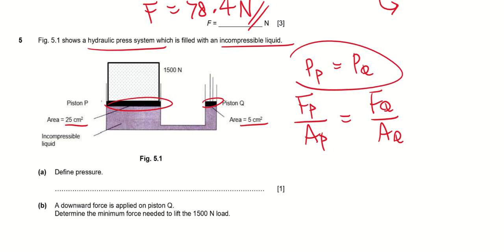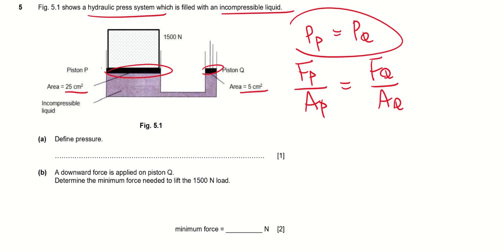So you see, for a physics question which involves two scenarios, in this case piston P and piston Q, I identify what is common between them. Basically, it is the pressure. Then I convert the pressure into the respective formula, so I arrive at Fp over Ap equals Fq over Aq. Now a downward force is applied on piston Q. Determine the minimum force needed to lift the 1500 Newton load, and this 1500 is at piston P.